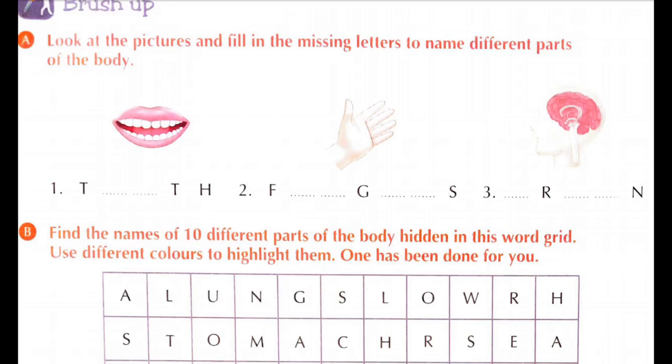So look at number 1. It is a picture of teeth. So here 2 letters are missing. So you have to write the missing letters or the spelling of teeth. You have to write it out here. Okay. Similarly, number 2 and number 3 you have to do by yourself.